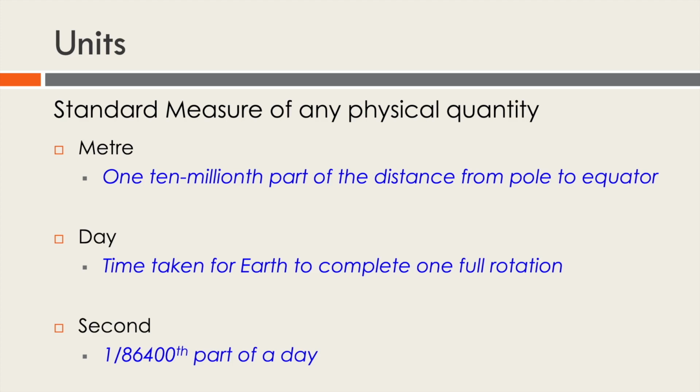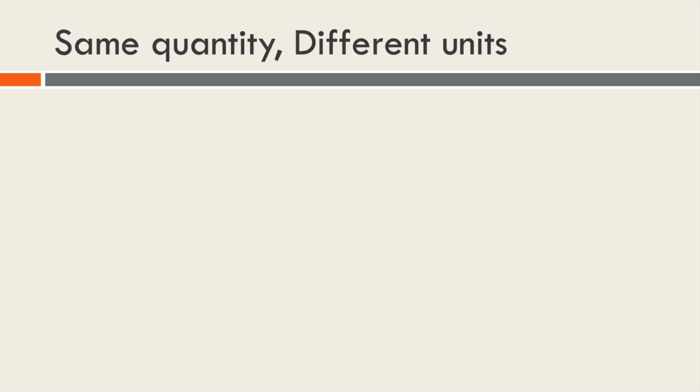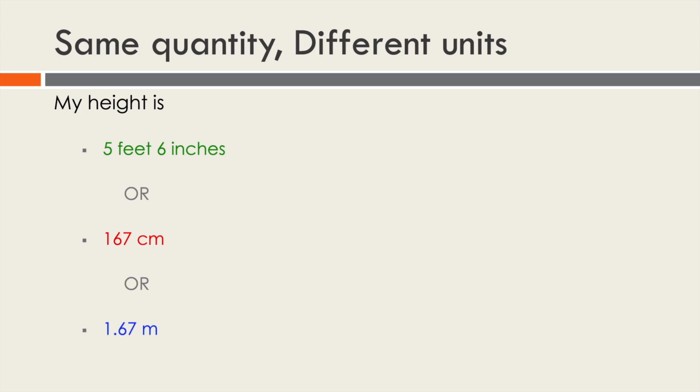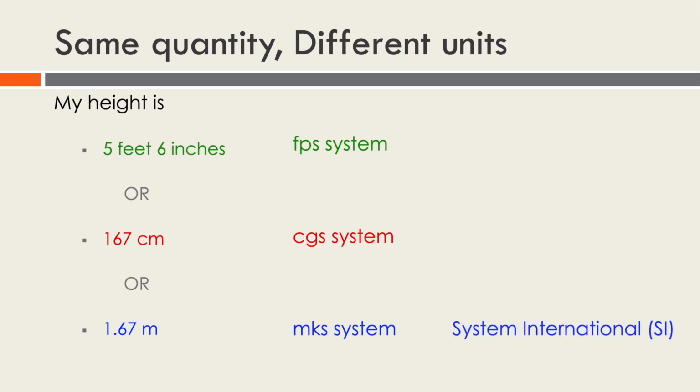Now for the same physical quantity, we could have different units. If I were to express my height, I would say that my height is equal to 5 feet 6 inches, or I could say that my height is equal to 167 centimeter, or I could say that my height is equal to 1.67 meter. When I express in feet and inches, I am using the FPS system. 167 centimeter is the CGS system, and when I express my height in meters, I am using the MKS system of measurement, which is also called System International.